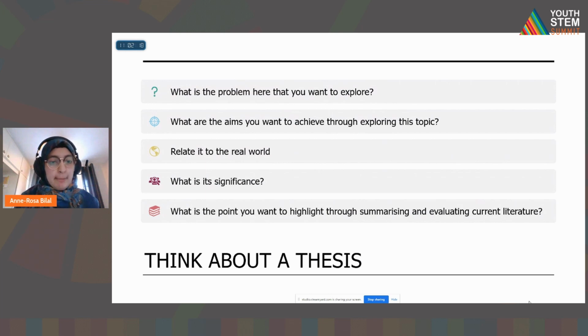How do we actually come up with this question? Okay, so we think about, well, now we have all this knowledge, this whole big picture, we also know some details, okay? What is the problem that we want to explore? What are our aims, okay? Let's relate it to the real world. What's the importance of this? Well, if we can cure cancer, then we can help so many people in the world, and that's so important, okay? What's our point for doing this? This is what we need to think about when we want to make a good research question, a good thesis, okay?